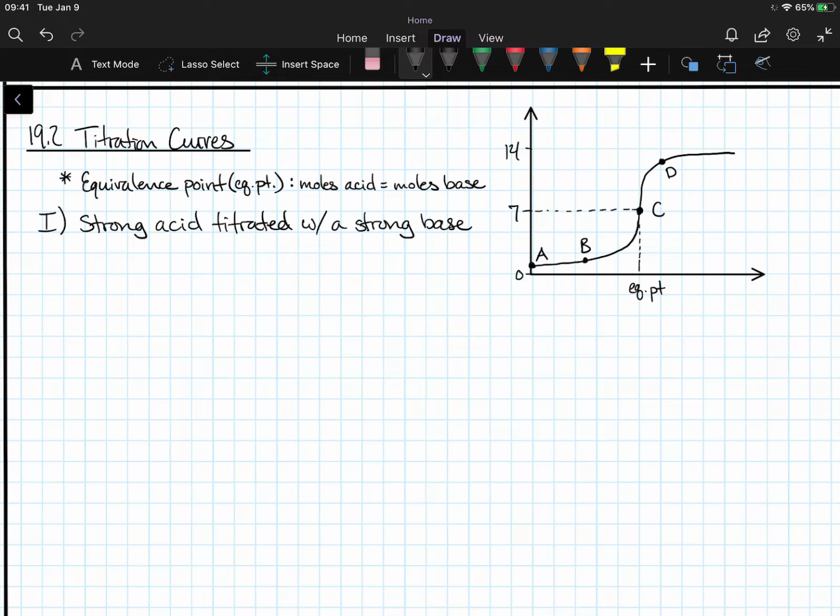They have example problem 19.2 that I would highly suggest you work your way through and get some practice with these. Any of these techniques or calculations I'm going to show you apply for any specific type of titration. So we're going to start with the easiest case, a strong acid titrated with a strong base.